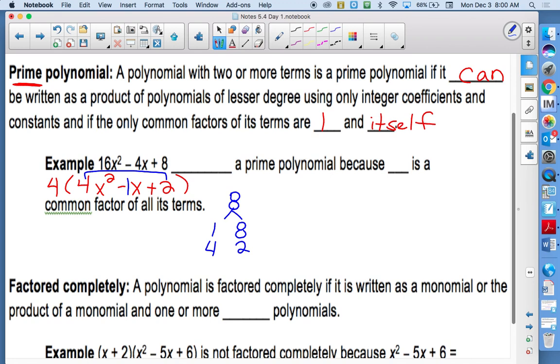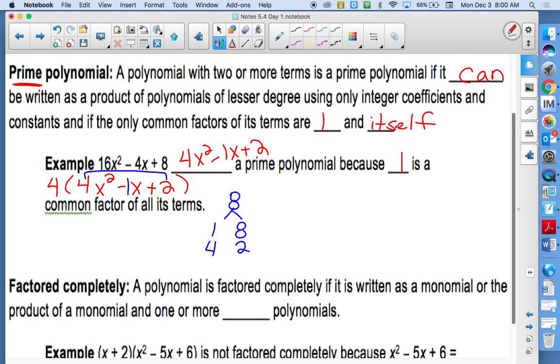Well, those are my 2 pairs of factors that multiply to be 8. Julian, do either of those 2 pairs combine to be -1? No. So that means whatever's in parentheses has no other common factors. It can't be broken down. So 4x squared minus 1x plus 2 is a prime polynomial, because 1 is a common factor of all of its terms, and it has no other common factors.